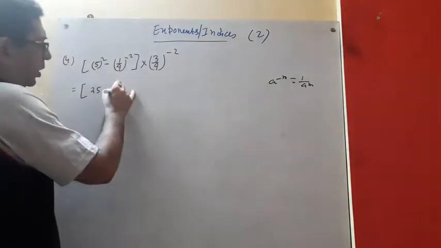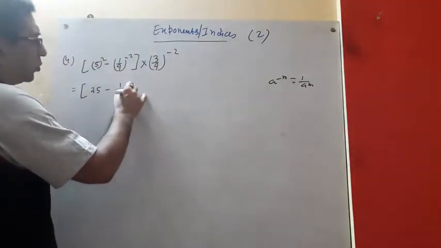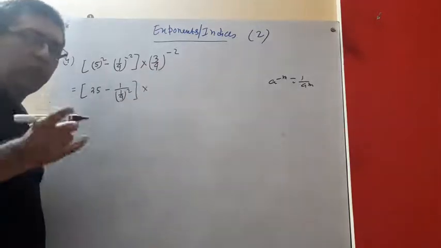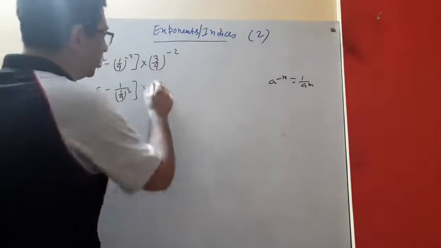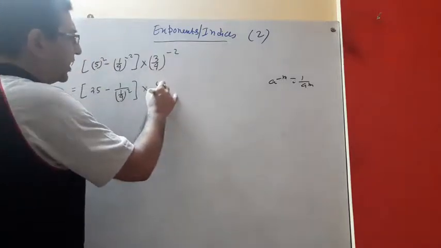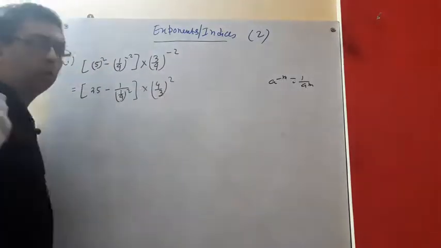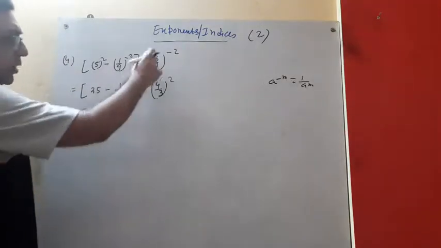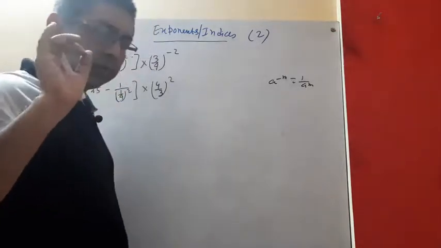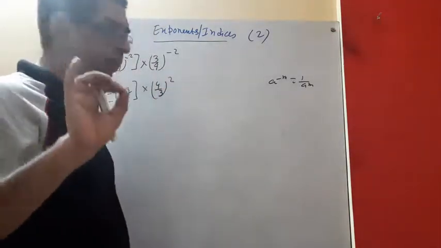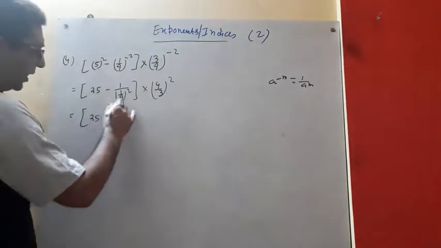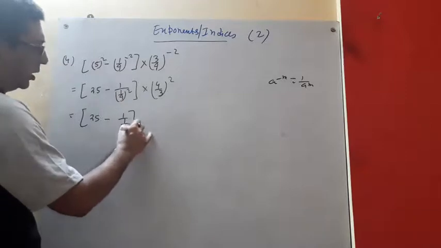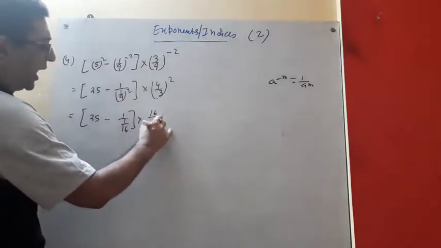So what we will write? 1 by 4 whole square, right? This is 3 by 4 whole to the power minus 2. In the last video I had already taught you this, 3 by 4 whole to the power minus 2 can be written as 4 by 3 whole square. Now this is 25, how it comes I have already done there. Please watch the video. So 25 minus, this is 1 by 16, and this is 16 by 9.